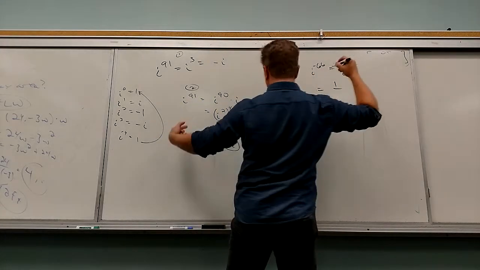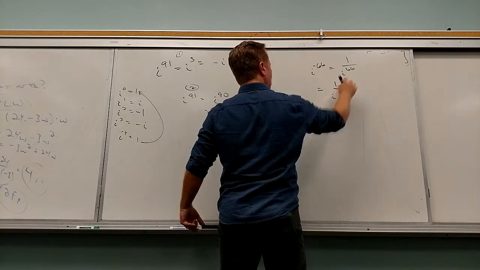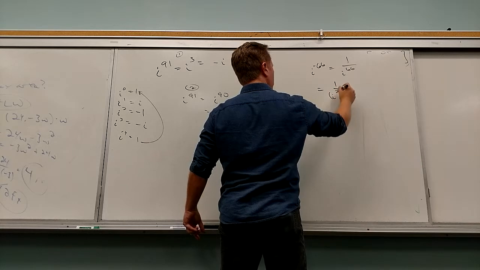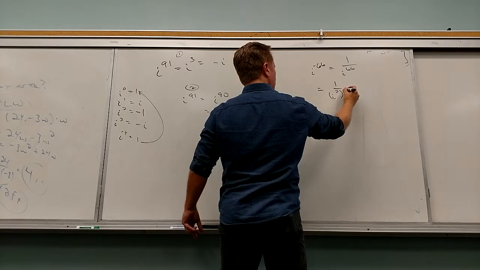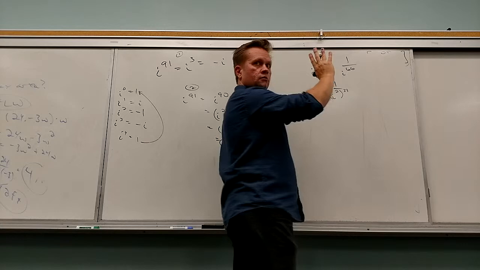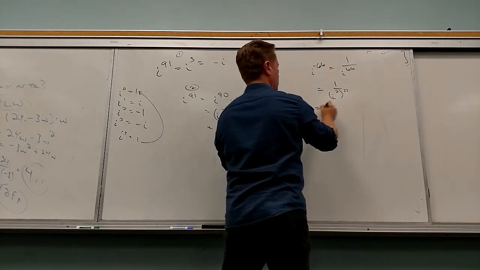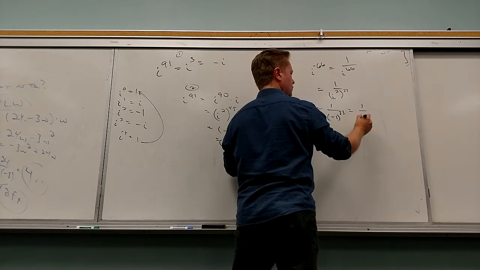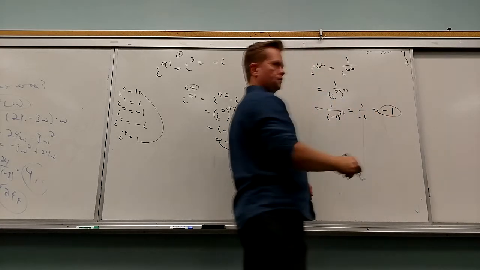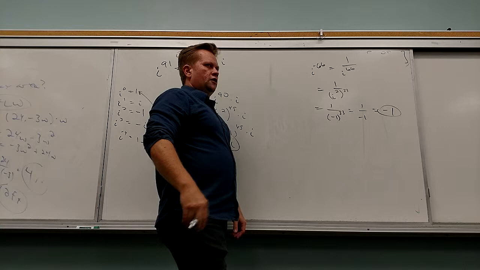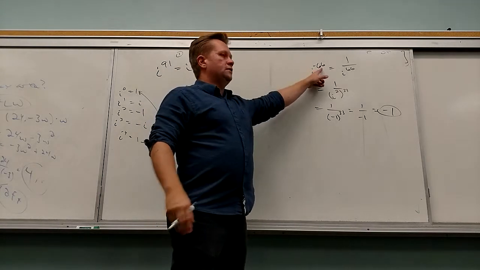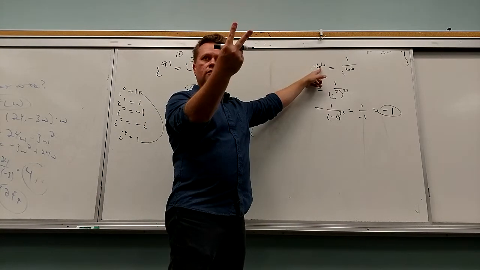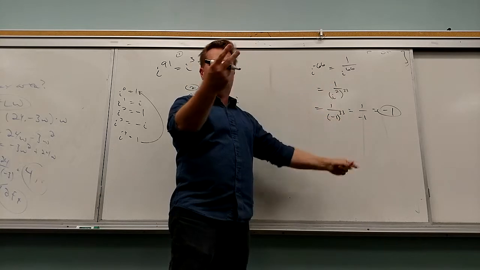So now if I do it this other way, i to the 66 is i squared to the what? 33, right? What's i squared? And what's negative 1 to the 33? So the answer is negative 1. If I do it the other way, 4 goes into 66 sixteen times with 2 left over. i squared is negative 1.